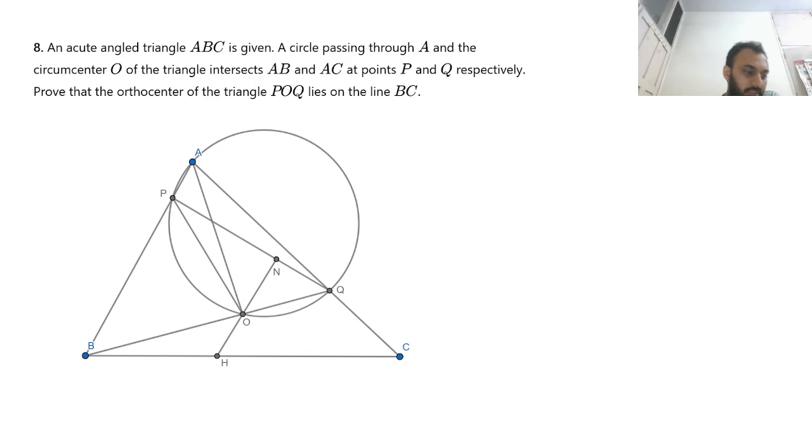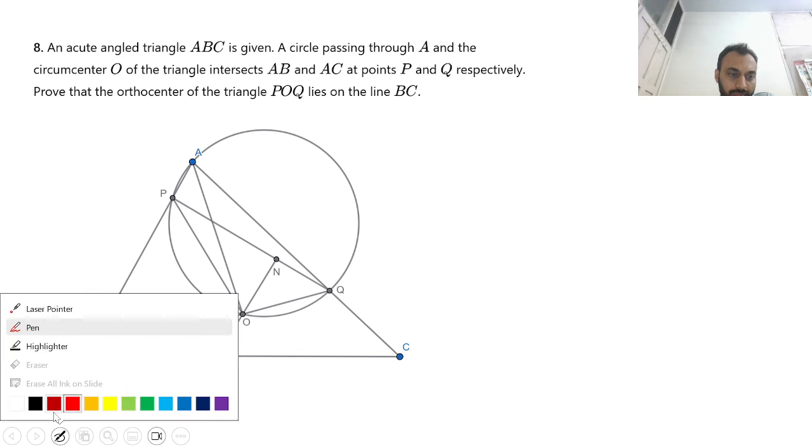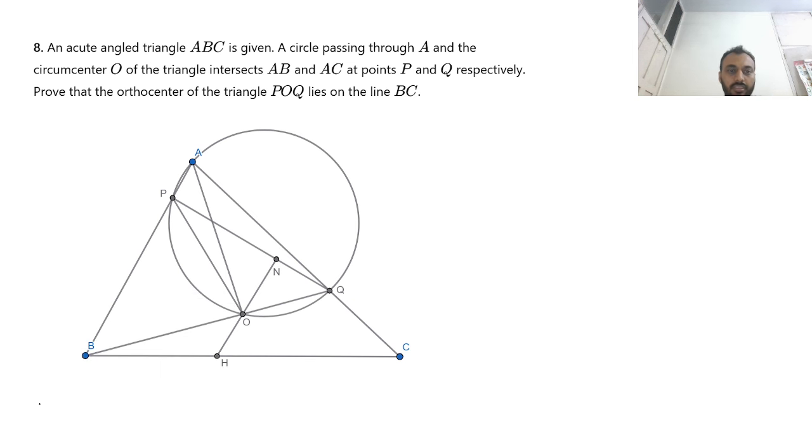Hi guys, so this is question number 8 of NMTC Stage 2 Inter Final. Let's see this question. In this we are given that ABC is an acute angle triangle. A circle passes through A and the circumcenter O. So we just draw a circle which passes through A and the circumcenter O.